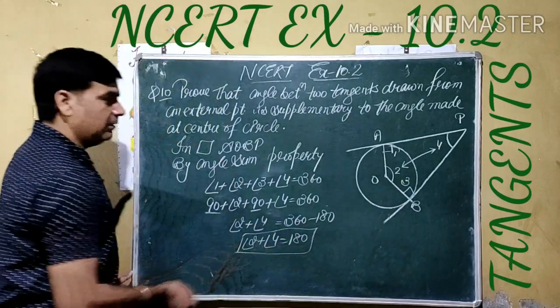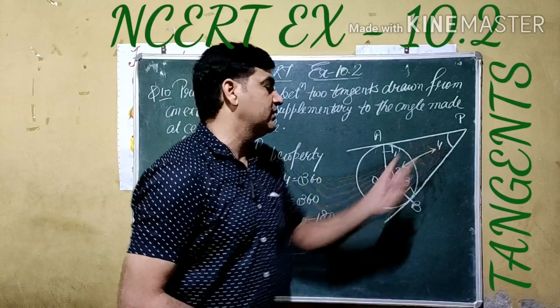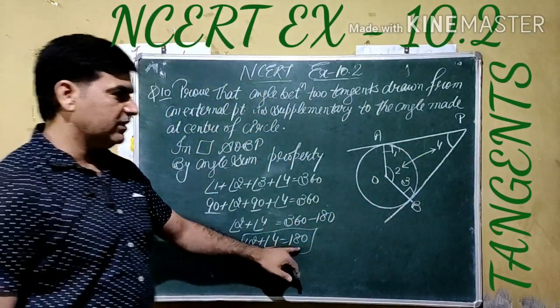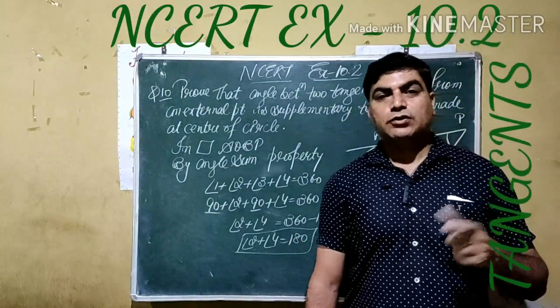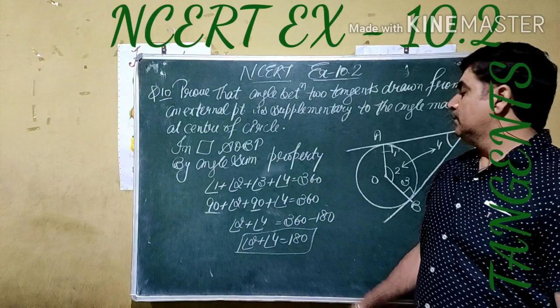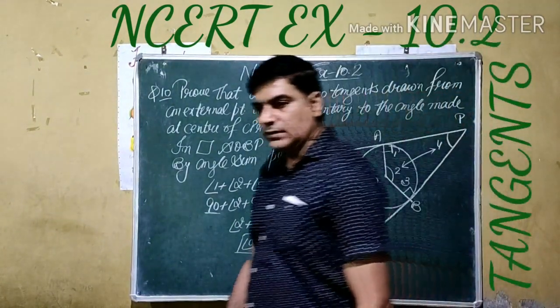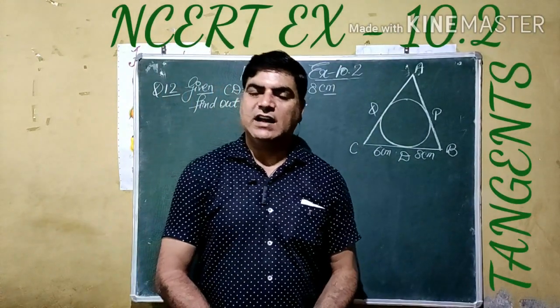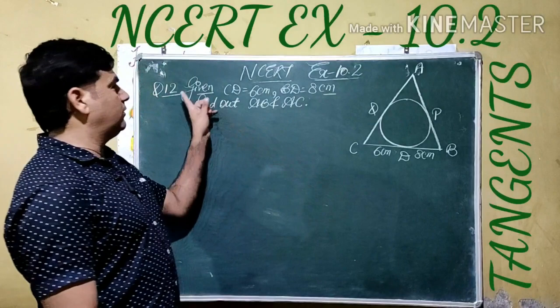Means the angle made by the tangents at the center and the angle between two tangents are supplementary to each other. This result we can also apply in our question number 2, which we did earlier at the start of this exercise. So we can use here that the sum of these two angles is supplementary. Now we are going to discuss the last question of the topic, question number 12.